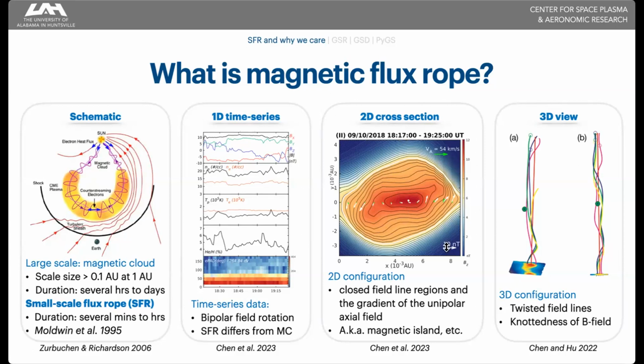The third figure is 2D cross-section. By the way, these two are the same event. On this 2D map, we can see there are closed field line regions, these black contours, and the gradient of unipolar axial field represented by this color bar. The 2D flux rope is also known as magnetic island. The last figure is 3D field configuration. On this figure, we can see both events have magnetic field lines twisted around the central axis. These two are actually outputs of the GS reconstruction.